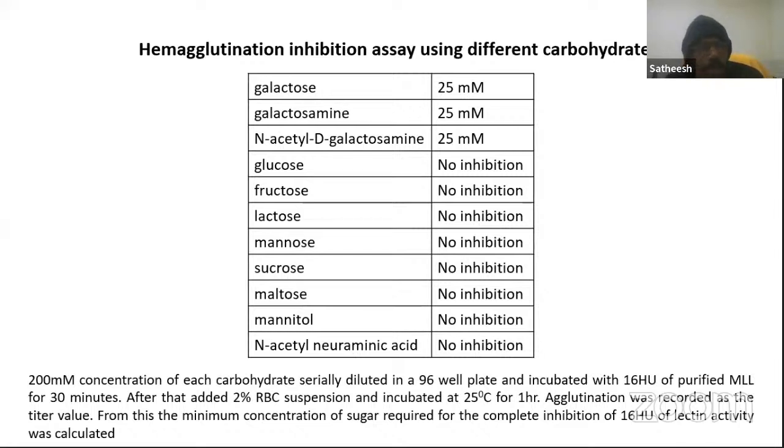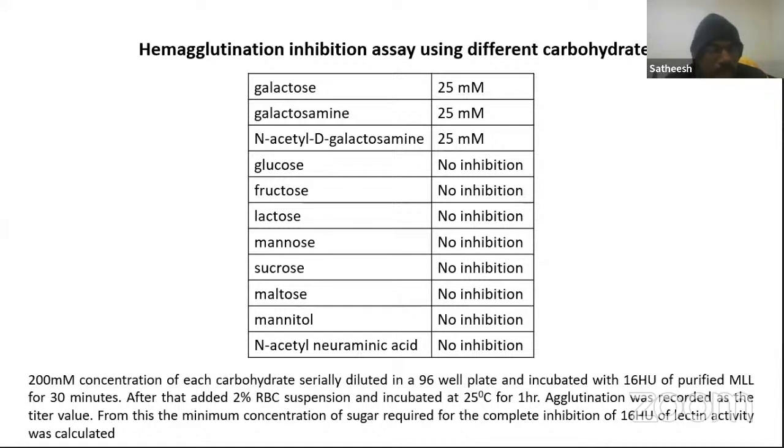Now we have done the hemagglutination inhibition using different carbohydrates. So how the hemagglutination is happening when we are adding lectin to the RBC suspension is, the carbohydrates which are present on the RBC membrane are being bound by the lectin, which leads to the agglutination of RBCs. So on the surface of RBCs, we have sugar which is binding with the lectin, making the precipitate or the hemagglutination.